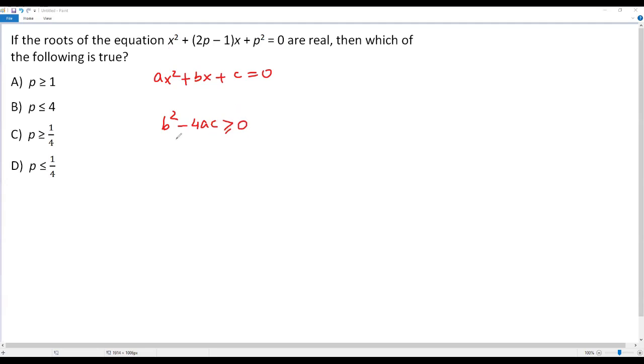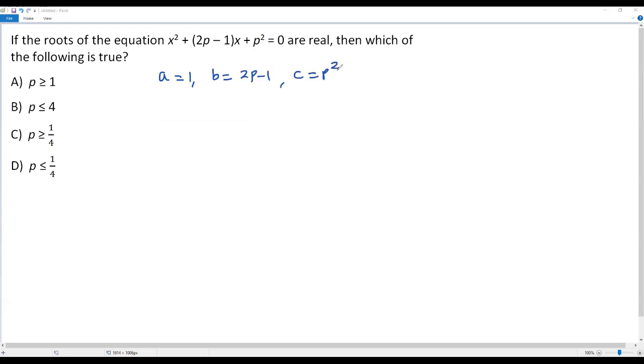And also before that we must be aware of what a, b, c are equal to. Actually, a is the coefficient of x². In this case, there is no number in front of x², so I have to assume there is 1 as the coefficient of x². The value of a is 1. And b is the coefficient of x. In our quadratic equation, b is 2p − 1. And c is the constant term. In our quadratic equation, c is p². Now let me write this first. We have a = 1, b = 2p − 1, which is the coefficient of x, and c is p².